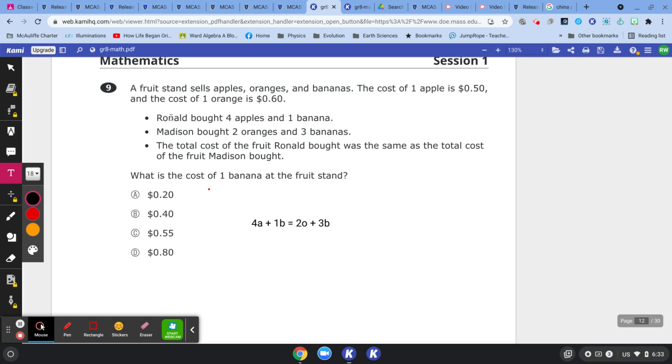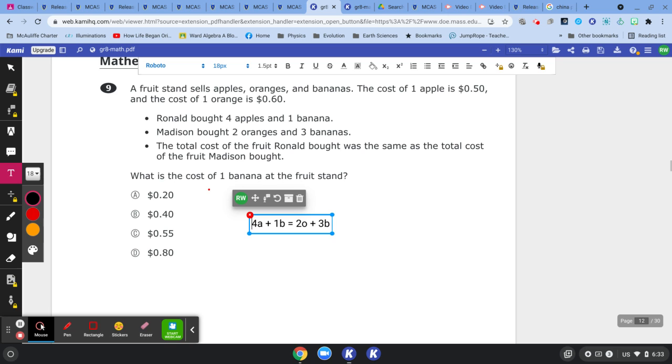Okay, so we know that Ronald bought 4 apples and 1 banana. I've reflected that here in this little equation: 4 apples plus 1 banana. And we've also been told that Madison bought 2 oranges and 3 bananas. The total cost of the fruit Ronald bought was the same as the total cost that Madison bought, so that's why I have these equaling each other.